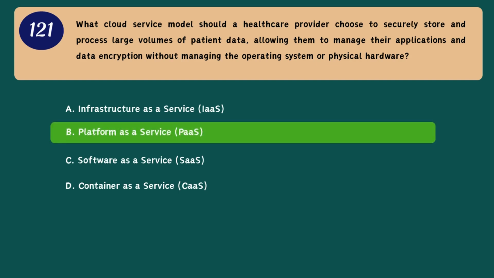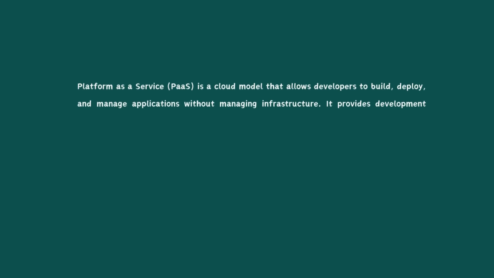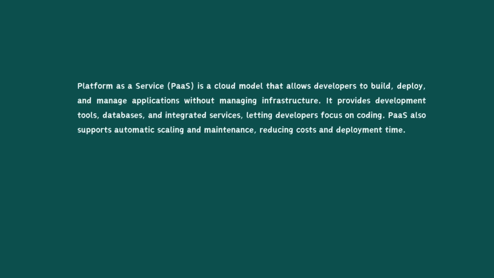Correct answer. B. Platform as a service. Platform as a service is a cloud model that allows developers to build, deploy, and manage applications without managing infrastructure. It provides development tools, databases, and integrated services, letting developers focus on coding. PaaS also supports automatic scaling and maintenance, reducing costs and deployment time.